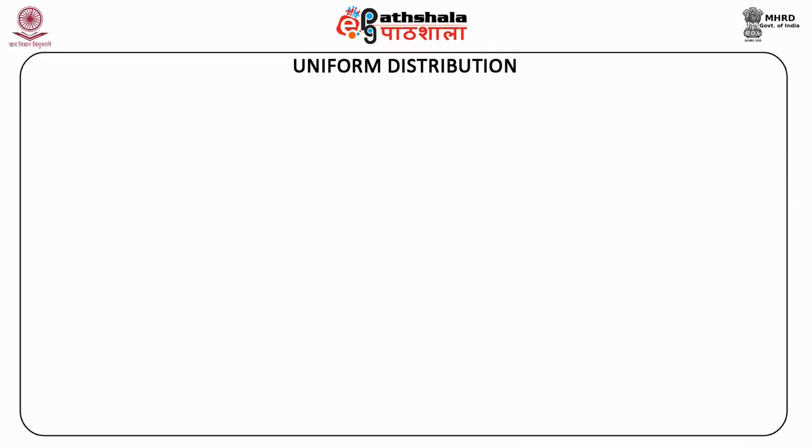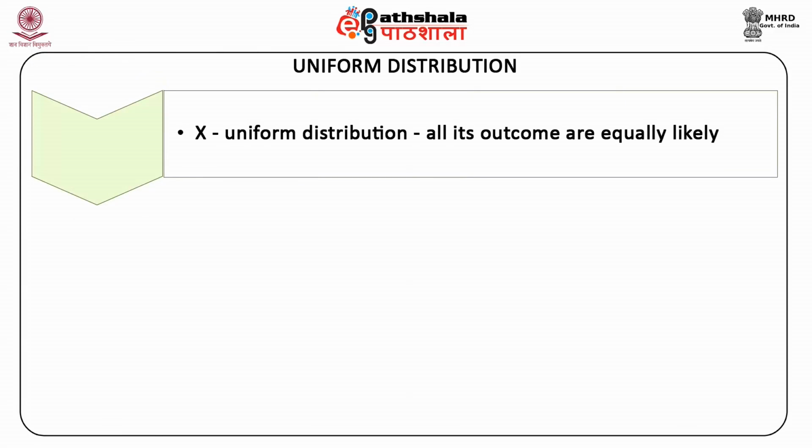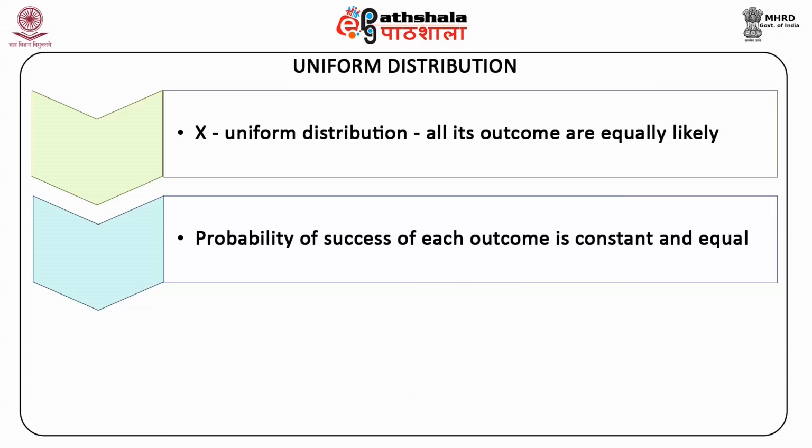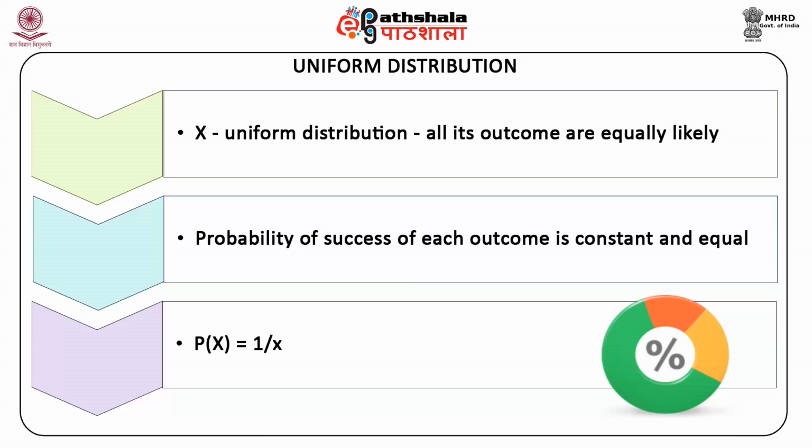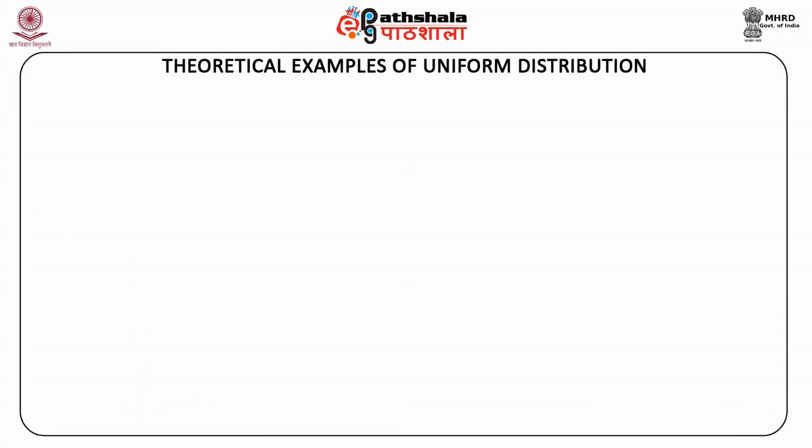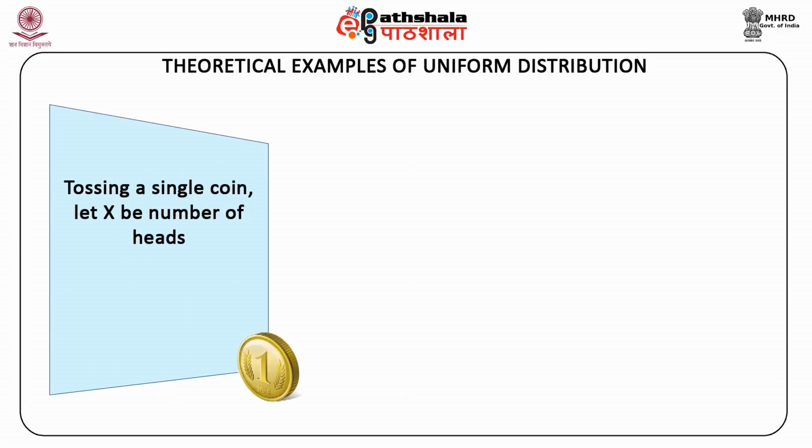Let us begin by understanding the meaning of uniform distribution. The discrete random variable x is said to follow a uniform distribution when all its outcomes are equally likely, that is, the probability of success of each outcome is constant and equal. The probability distribution for a uniform variable is p of x is equal to 1 upon n, where n is the number of outcomes. An example of uniform distribution is in the case of tossing a single coin.